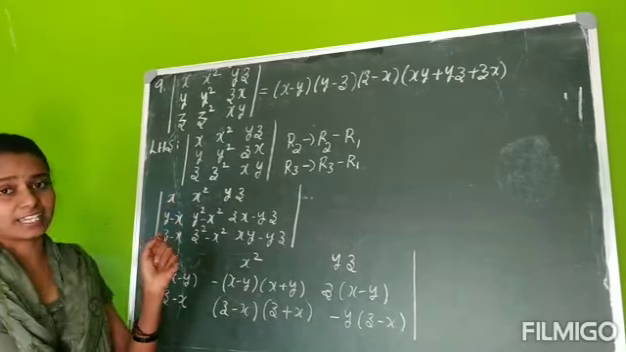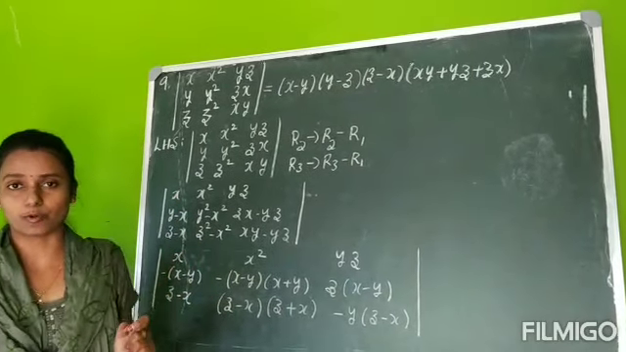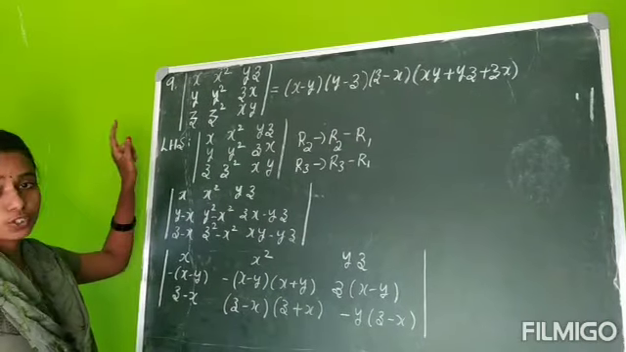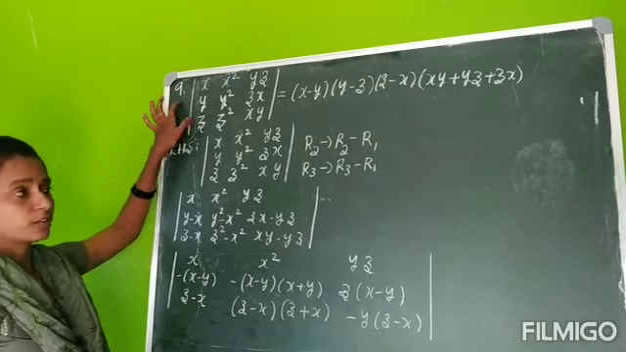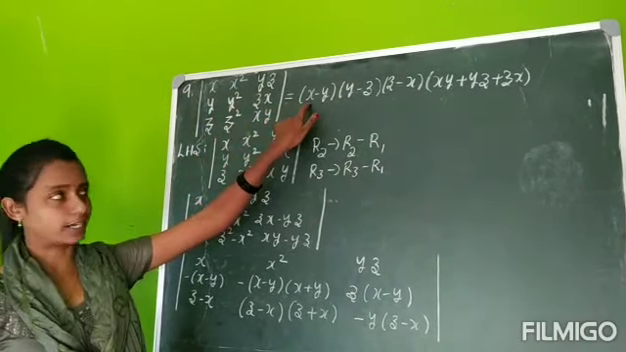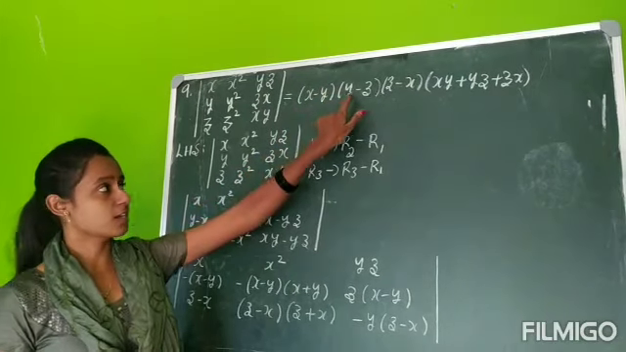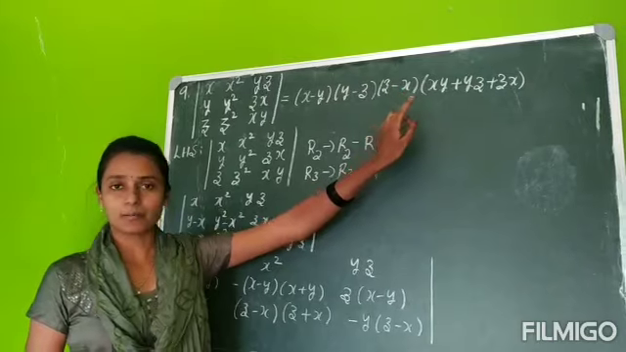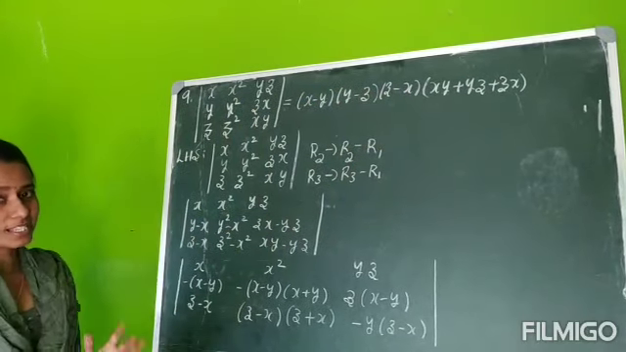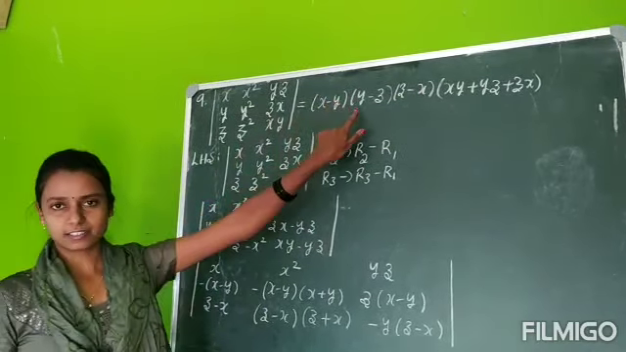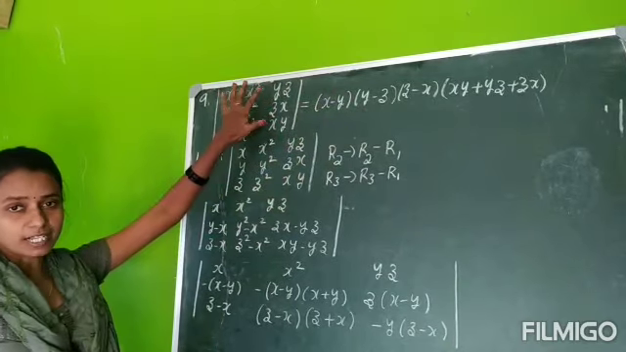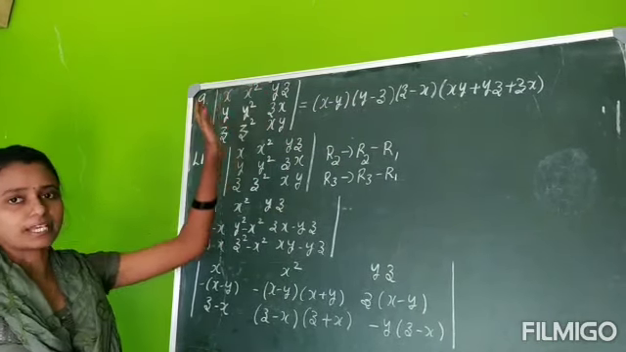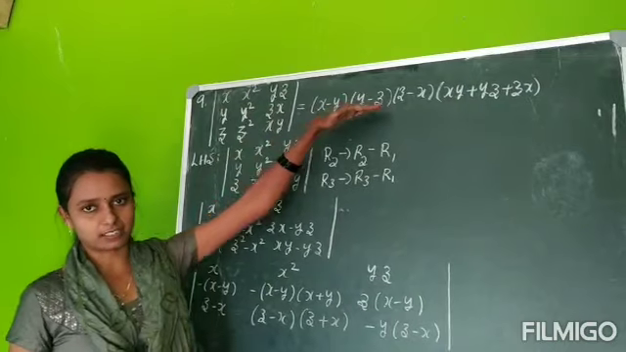Solve the 9th, 10th and 11th exercise problems. The 9th one is: show that this determinant is equal to (x minus y) into (y minus z) into (z minus x) into (xy plus yz plus zx). As I said, you just look at the RHS first. Anyway, you will consider the LHS and apply some property to get this RHS, right?